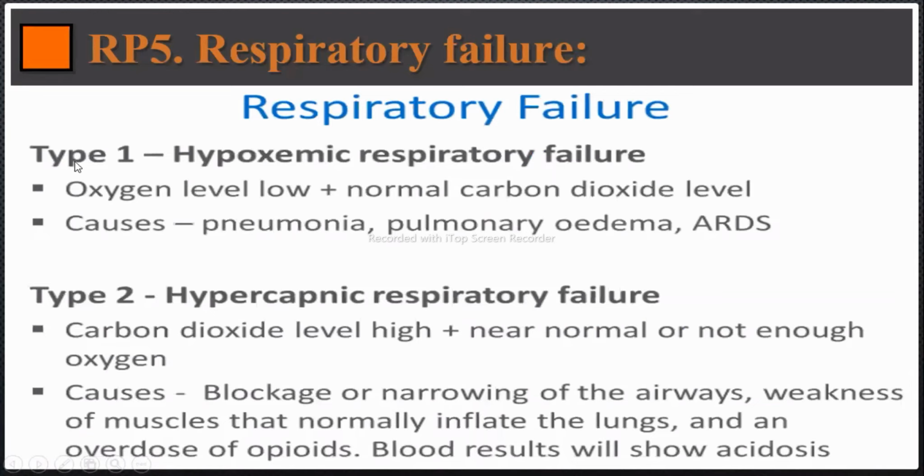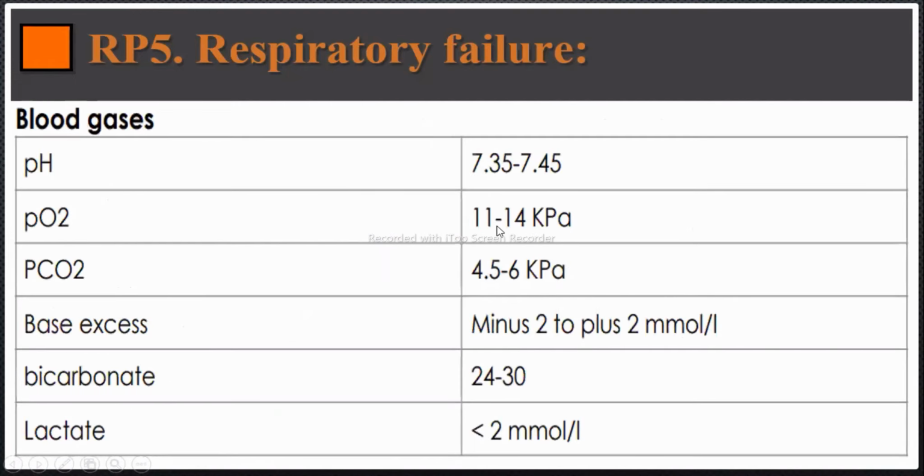Respiratory failure, here we have 2 types, type 1 and type 2. Type 1 is called hypoxic respiratory failure. Type 2 is hypercapnic respiratory failure. It means if you find the PO2 less than 11, it's respiratory failure. If you find PCO2 high, it's respiratory failure type 2. If not, it's respiratory failure type 1. Again, respiratory failure means PO2 less than 11. If you find PCO2 high, it's type 2. If not, it's type 1.